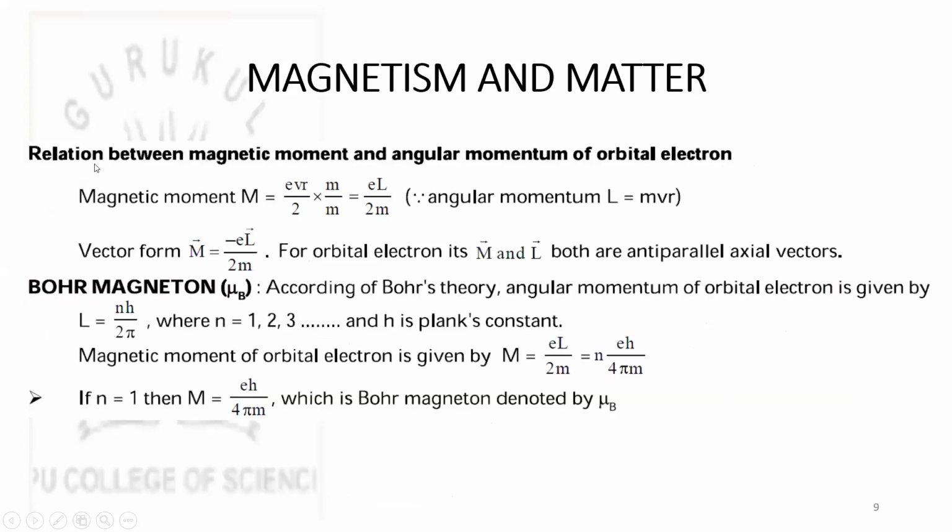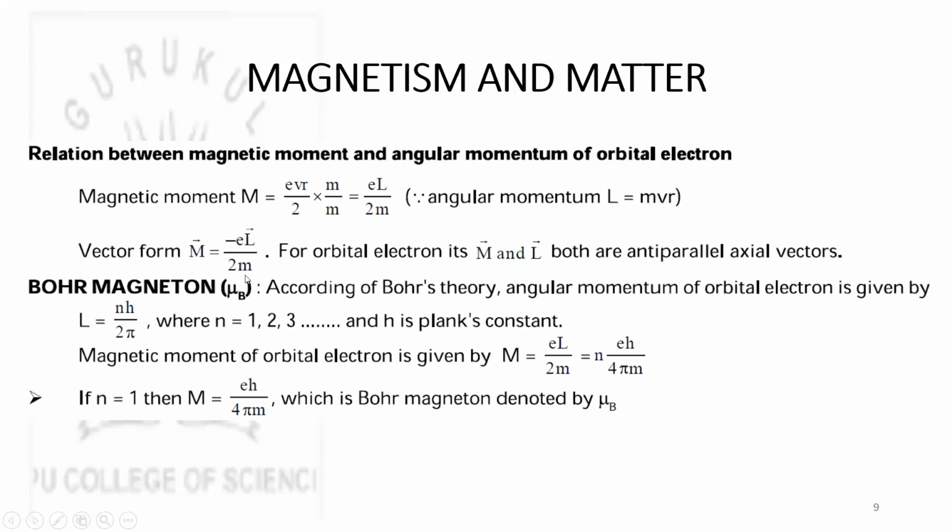Then the relation between magnetic moment and angular momentum of orbital electron. Here we have considered the magnetic dipole moment of the revolving electron as EVR by 2, then multiplied and divided by m. Then here MVR is the orbital angular momentum of the electron. Hence we can express this m as EL divided by 2m in scalar form, and in vector form, m vector is equal to minus EL vector divided by 2m.